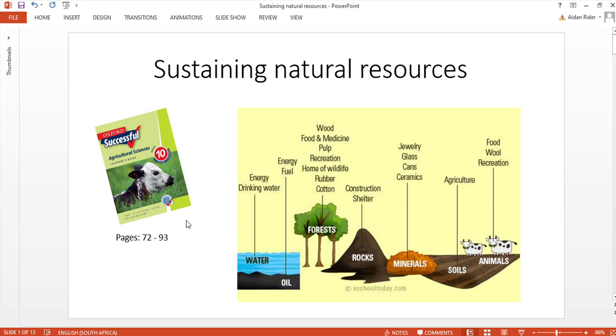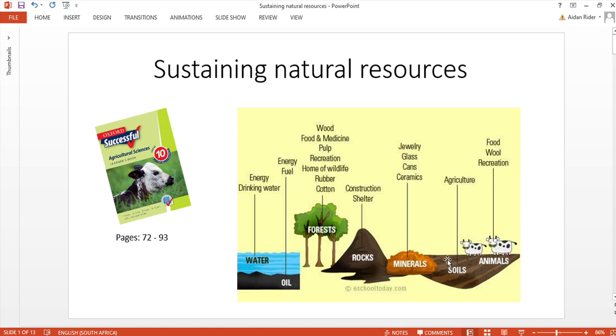What are they? There are things like water, which we use for energy. Well, when we drink it, it's for drinking water. We need oil for energy and fuel. Things like forests, we need wood for burning, also a type of fuel. Rocks, they are naturally available. They are used for construction, like houses and shelter. And minerals we find in nature as well to make jewelry, things like glass, cans, and ceramics.